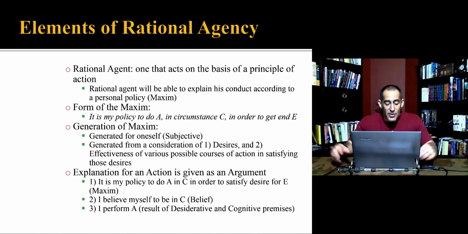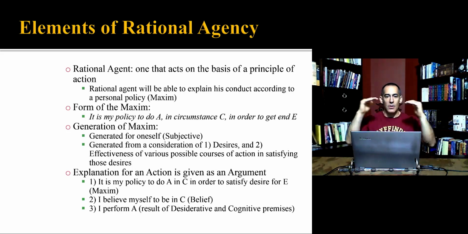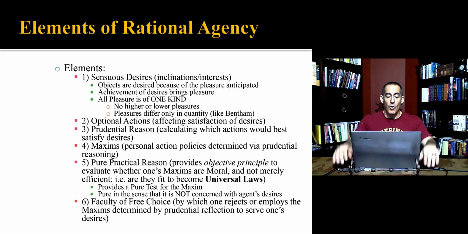And then I can explain my action in the form of an argument. It's my policy, right, to do this in this situation to get this end. I believe that I'm in this situation, and therefore I'm going to perform this action to get this end. So you can kind of put it out in a very reasonable, step-by-step form. Now, the elements behind all this reasoning are going to be, of course, my desires. I have to have sensuous desires in the first place.